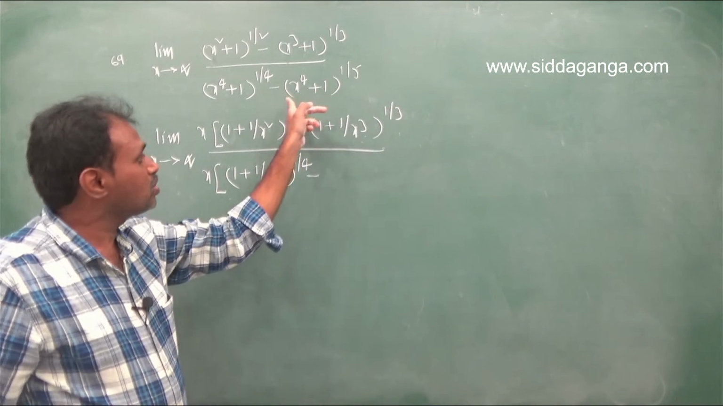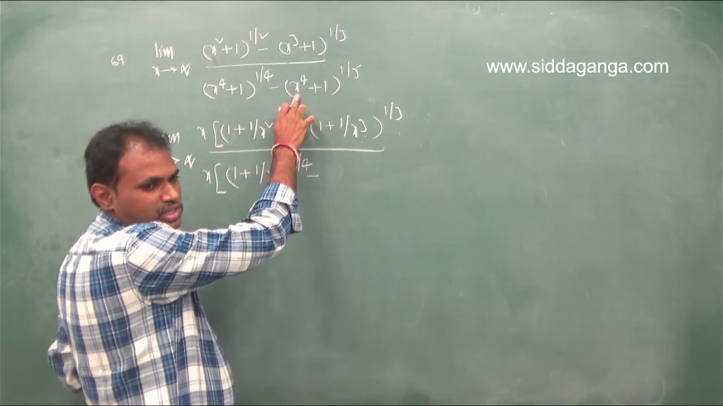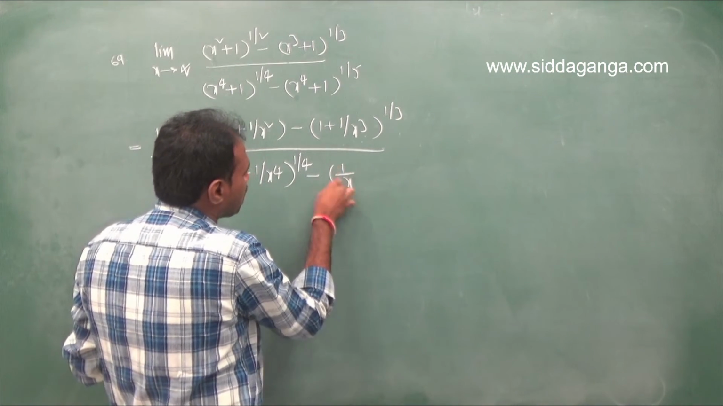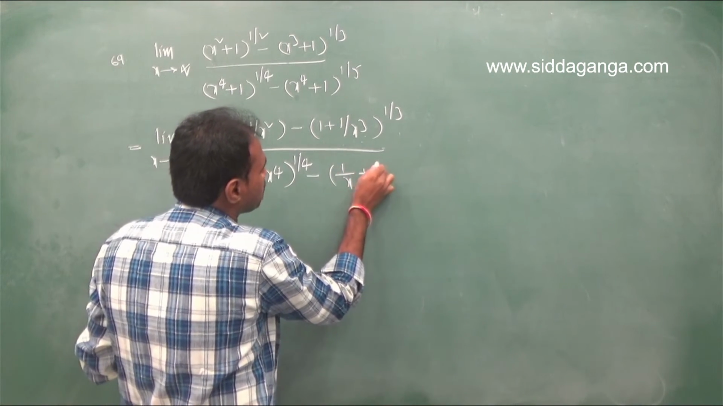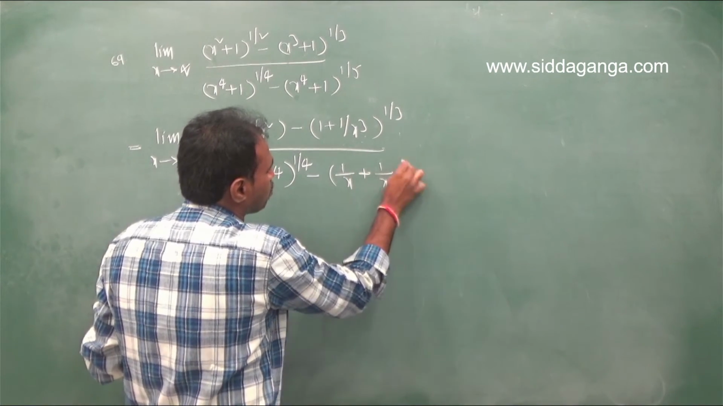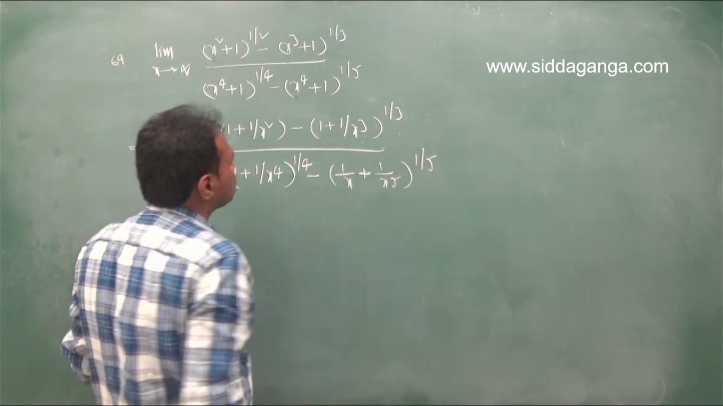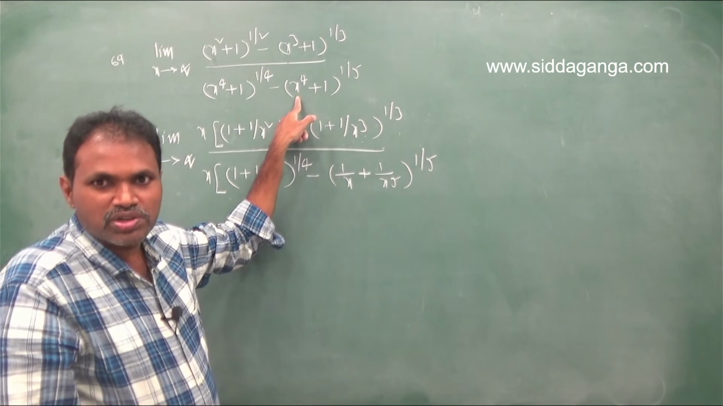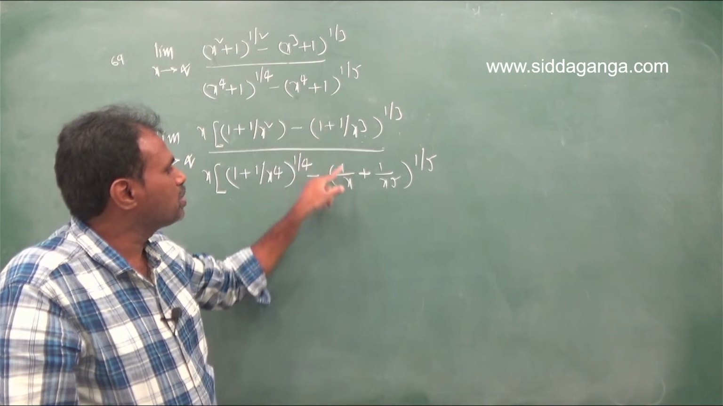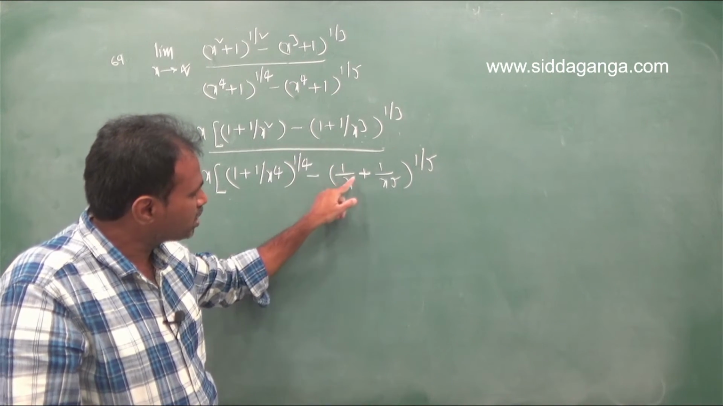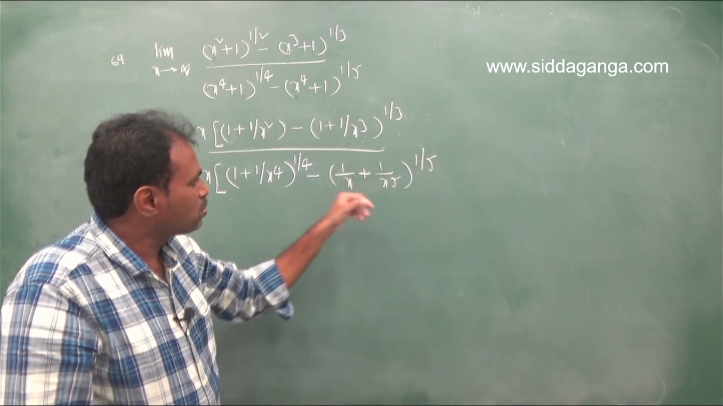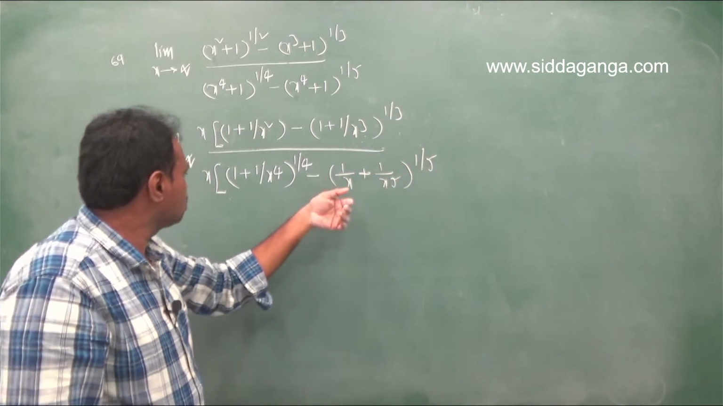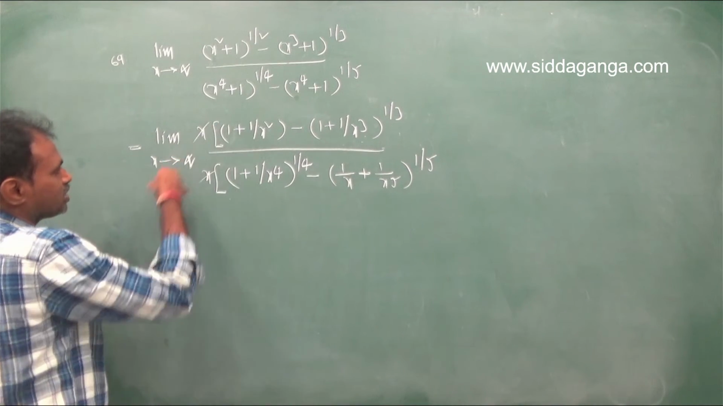Now I am taking x power 5 common here. Here x power 4 is there, but I am taking x power 5 common, therefore 1 by x remains, and 1 by x power 5 remains, whole power 1 by 5. Here x power 5 is not there, that's why multiply with x and divide with x, that is x power 5 by x. Now x power 5 taken common, (1 by x plus 1 by x power 5) whole power 1 by 5. x power 5 whole power 1 by 5 means x, that x I took common, the x will cancel.